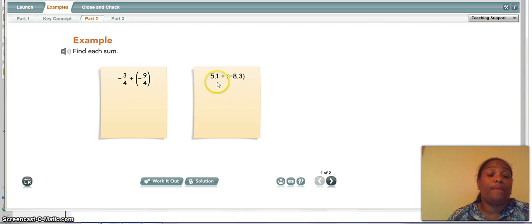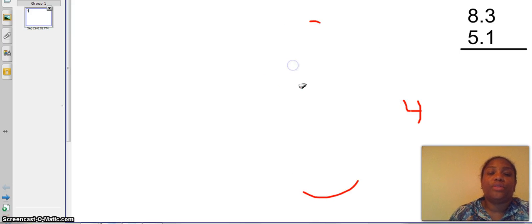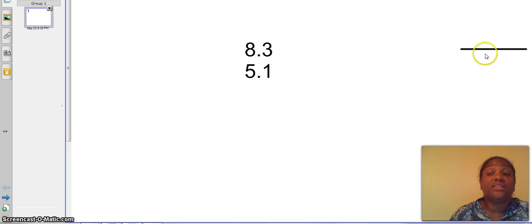Now here we have another problem. 5 and 1/10 minus 8 and 3/10. So the most important thing, let me erase this. The most important thing with adding decimals is making sure that you line up your decimals. That's it. Trust me. You can add 83 and 51. The only thing that looks scary is that little dot we call a decimal. So why not just get rid of the decimal right now? We'll put it right there.